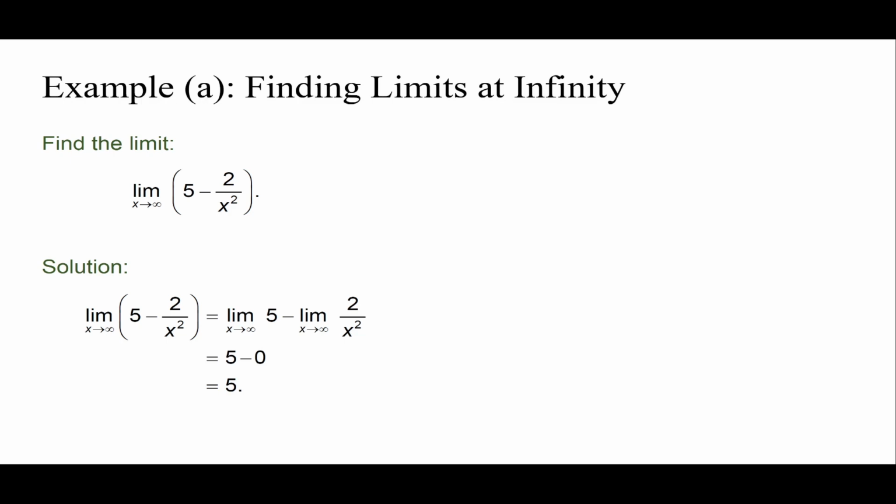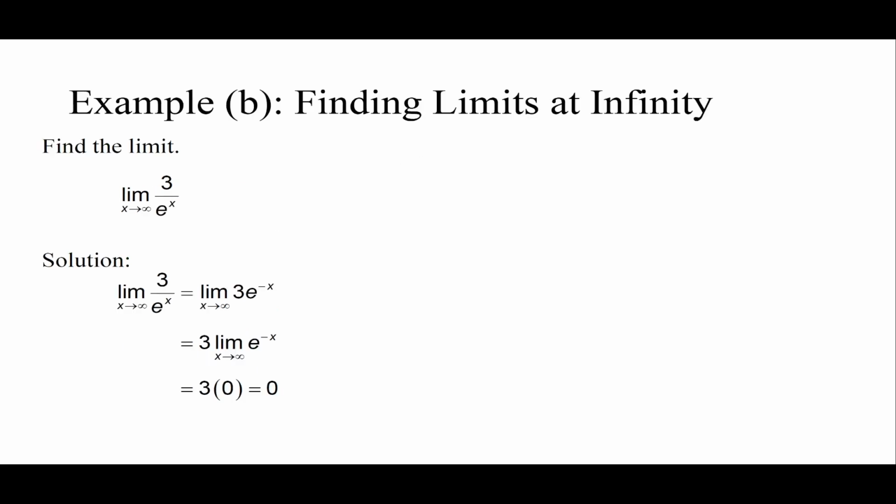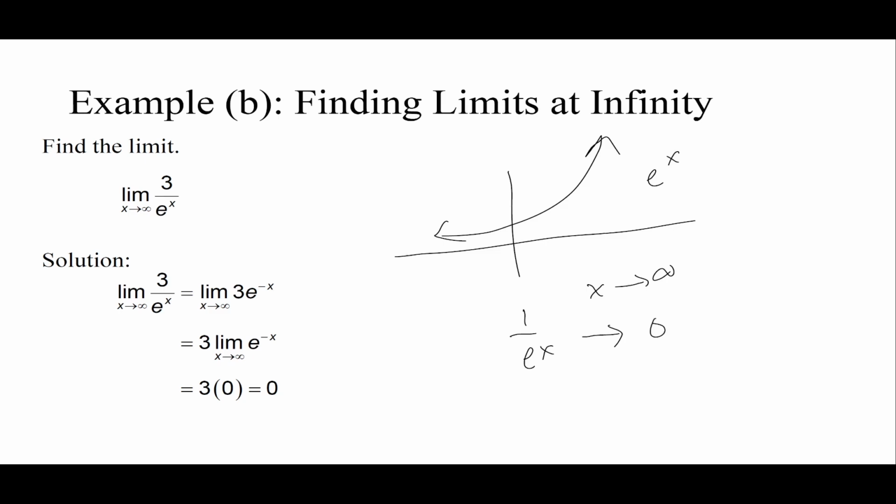For example, let's say you would like to find the limit of this expression here, 5 minus 2 over x squared. The limit of the 5 when x approaches infinity is 5 itself, and the limit of 2 over x squared can be calculated by using this theorem's result, which is 0. So finally, the limit of this expression is 5. For the limit of 3 over e to the power x when x approaches infinity: this is the graph of e to the power x. When x approaches infinity, this graph goes to infinity, but 1 over e to the power x goes to 0. So that means the limit of this expression is 0.